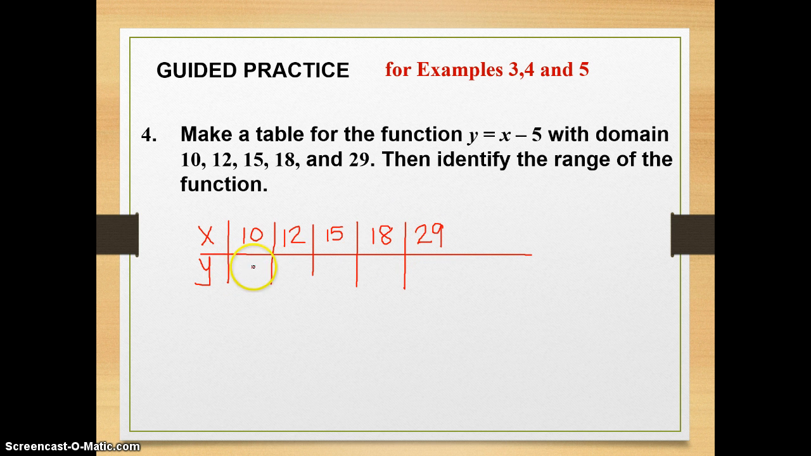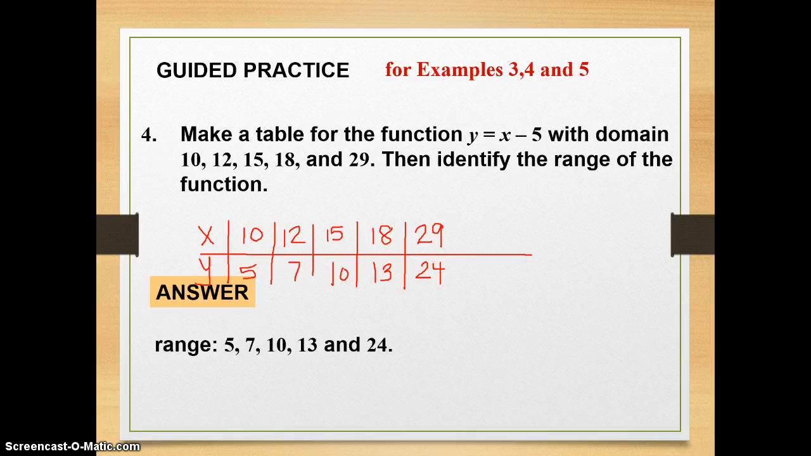So 10 minus 5 is 5. 12 minus 5 is 7. 15 minus 5 is 10. 18 minus 5 is 13. And 29 minus 5 is 24. So our range for this function is 5, 7, 10, 13, and 24.